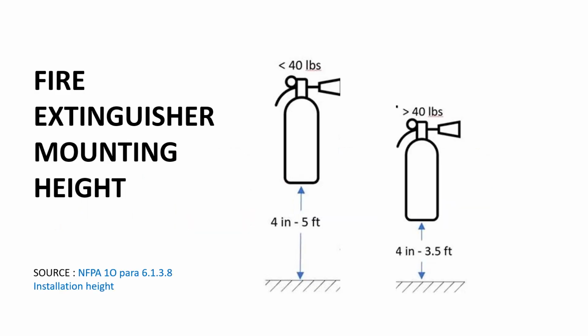Now we have to understand the mounting height of a fire extinguisher. If it weighs more than 40 pounds, we need to mount that fire extinguisher at a height of 5 feet from the ground. And if it weighs less than 40 pounds, we need to fix that fire extinguisher below 4 feet. This is from NFPA 10, paragraph 6.1.3.8, that is in installation height.